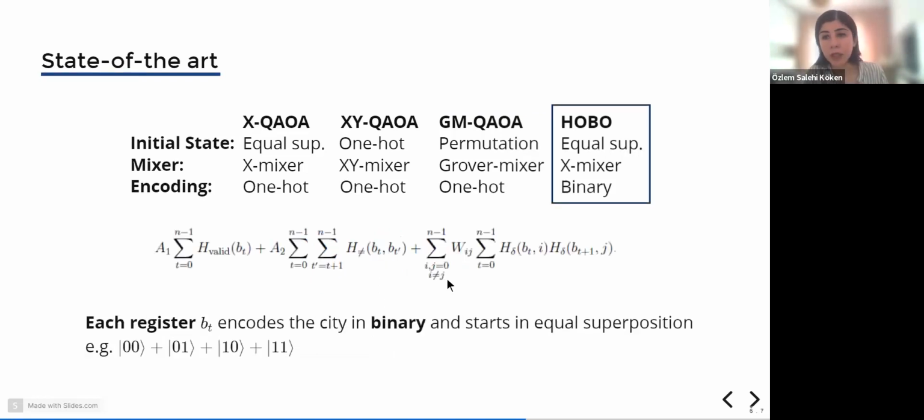And finally, we have HOBO. And here you have binary encoding, meaning that now each b_t encodes a city in binary, as I just have shown. But this results in a higher order problem. So those are the 4, I would say, popular QAOA versions we had, based on different representations of the problem.